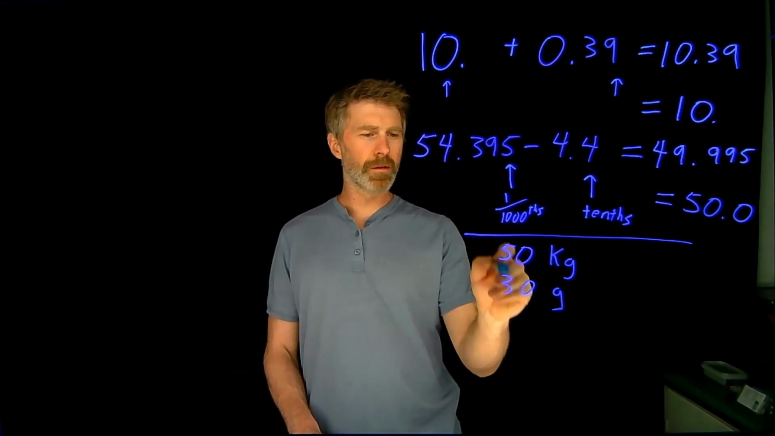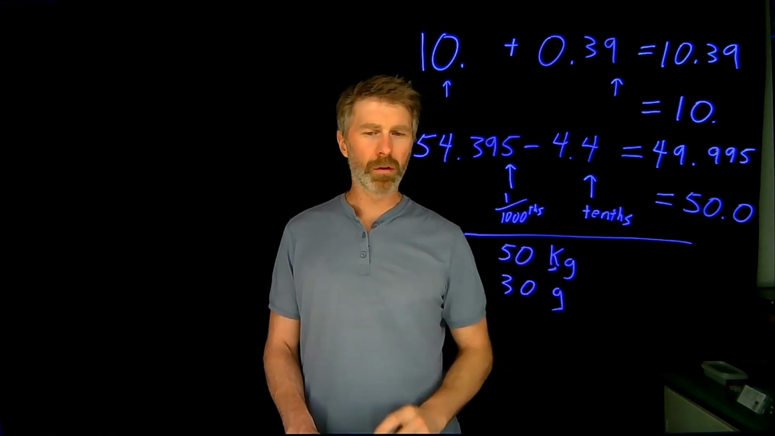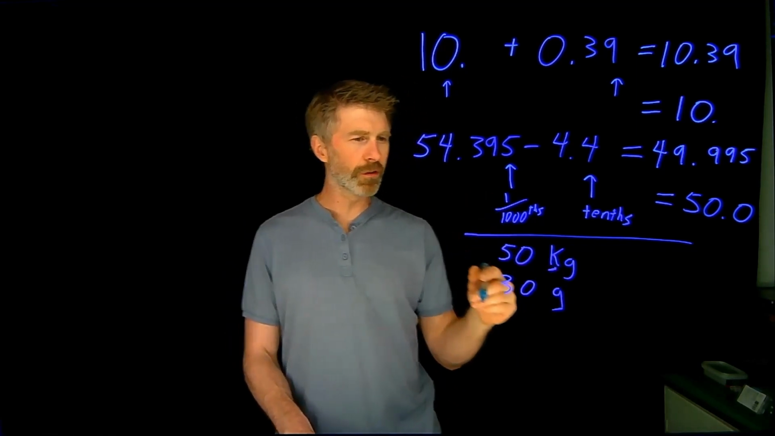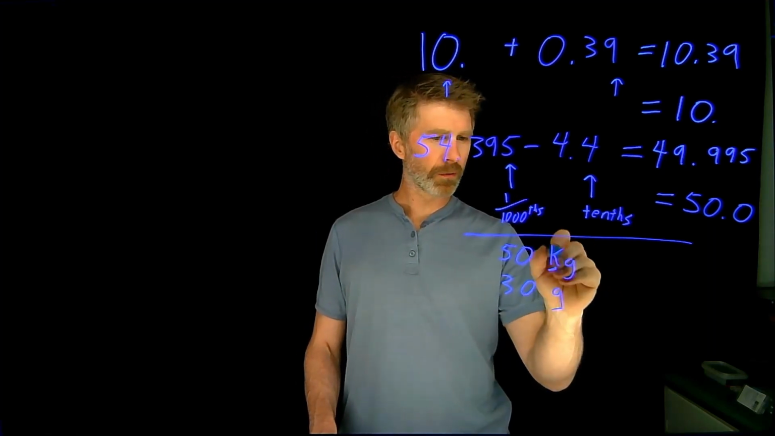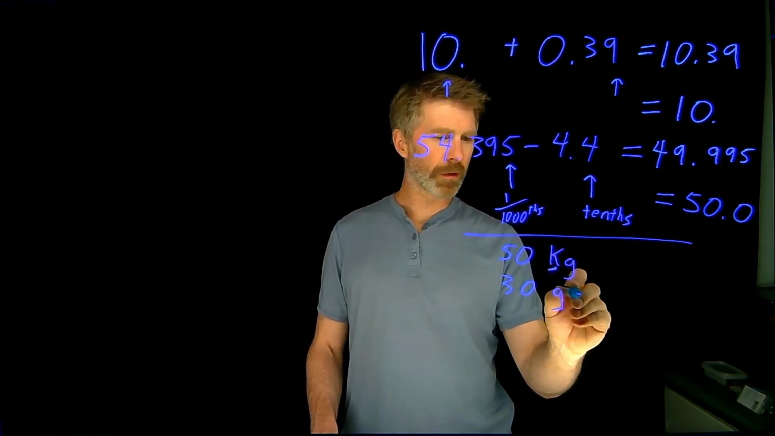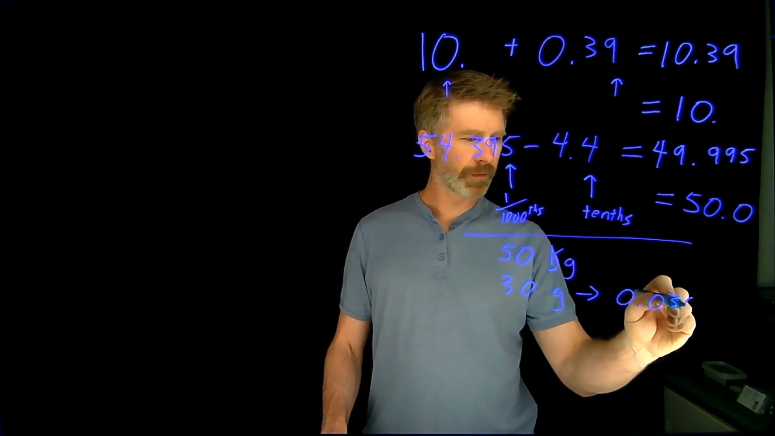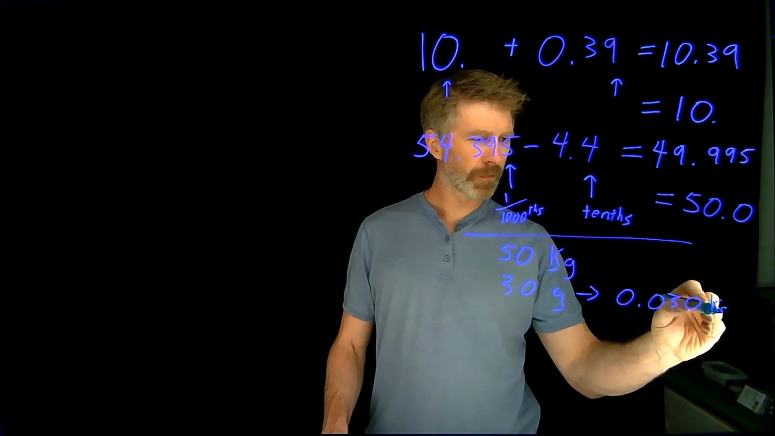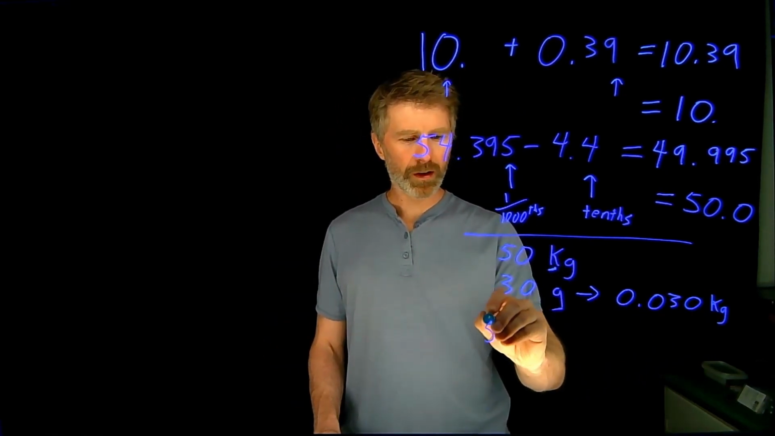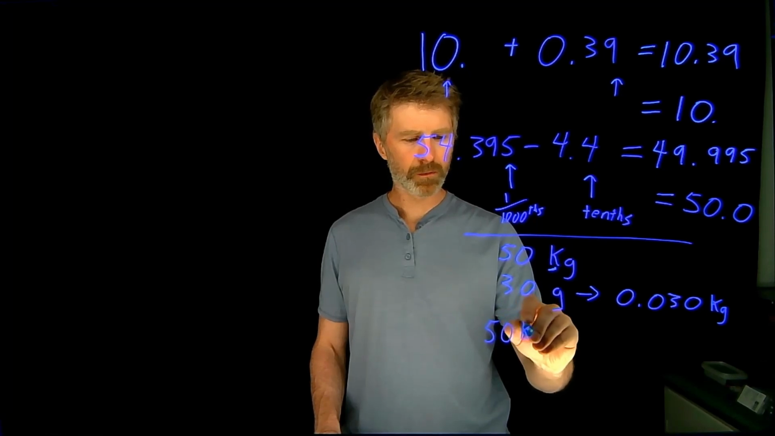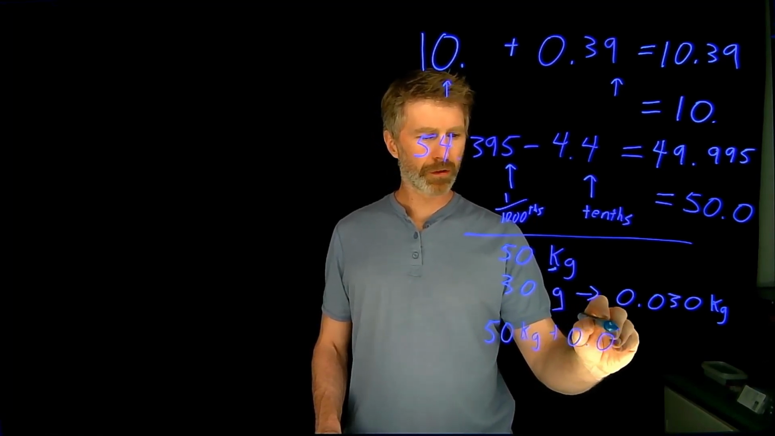So it looks like they both have the same resolution, but of course we need to look at what those numbers are actually representing. If we converted both of these into kilograms, because they're not both in the same units, well, 50 kilograms is still 50 kilograms, but 30 grams is 0.030 kilograms. So if we had both of these masses and we were to add them together, we would have 50 kilograms plus 0.03 kilograms.